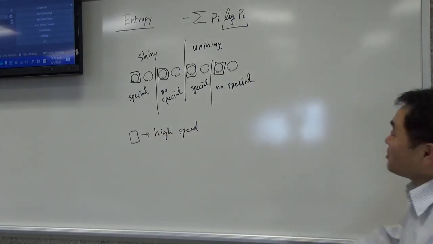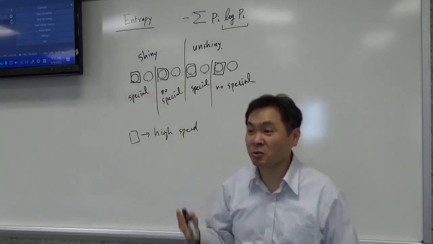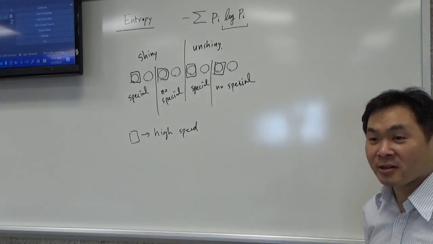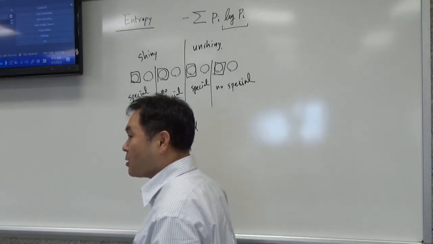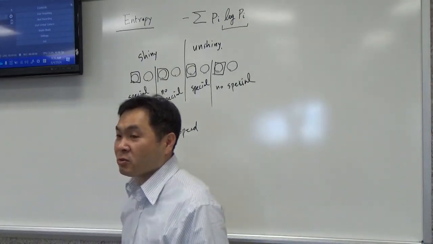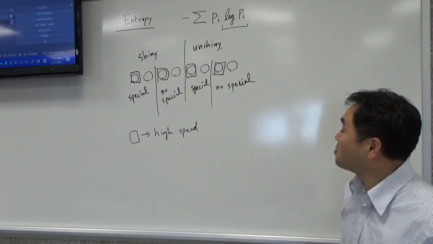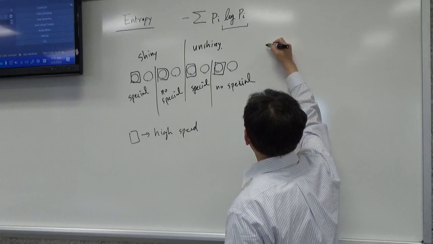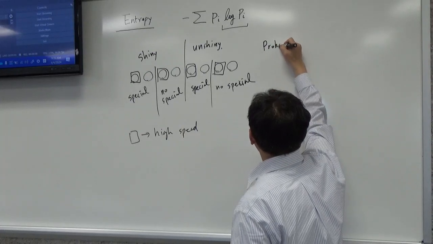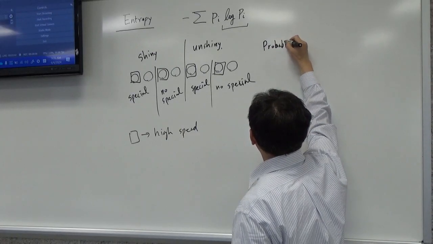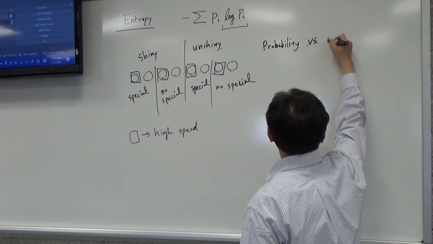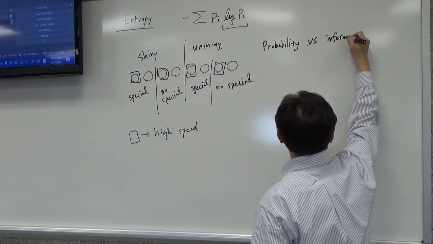And let's say these are a deck of Pokemon cards that you have, all right? And you shuffle them, you pick one, right? And we want to talk about the probability versus information content.